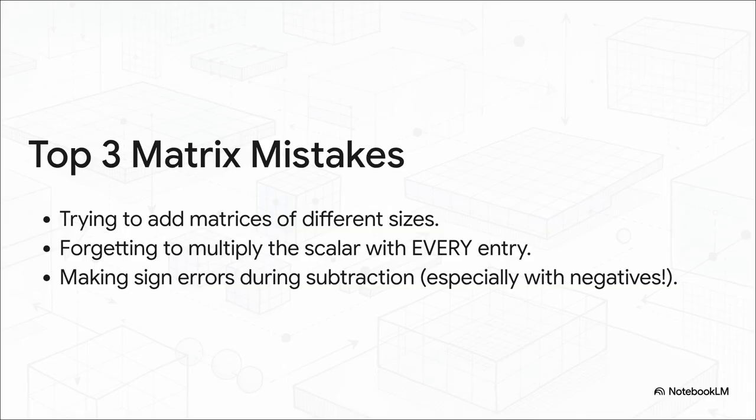So let's wrap up this danger zone section. Your top 3 things to watch out for are: number 1, always check your dimensions before you add or subtract. Number 2, when you're doing scalar multiplication, make sure that number hits every single entry inside. And number 3, be so careful with your signs, especially when you're subtracting a negative. That's a classic trip up.